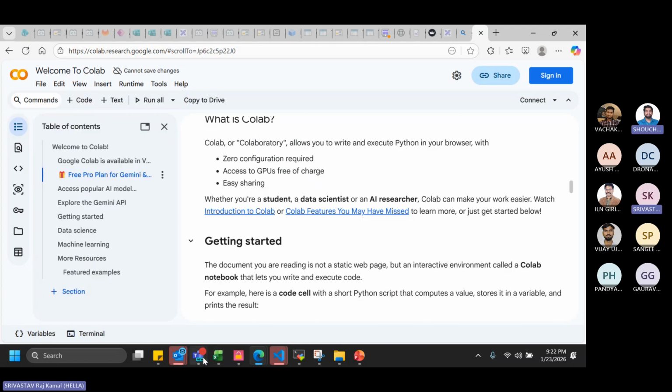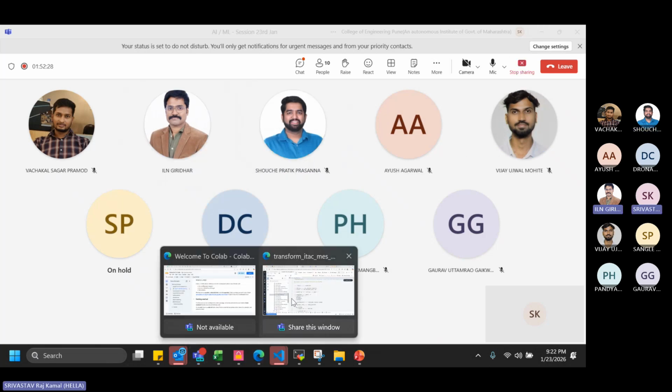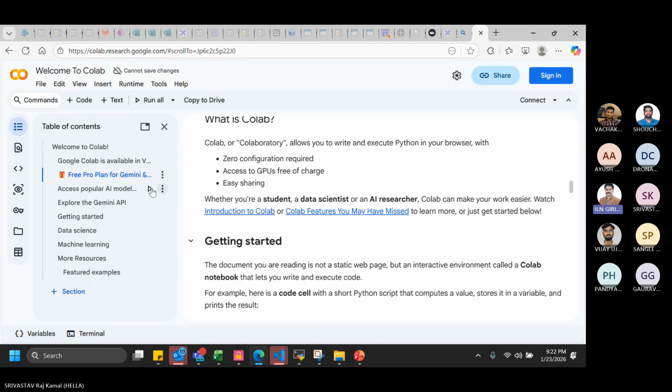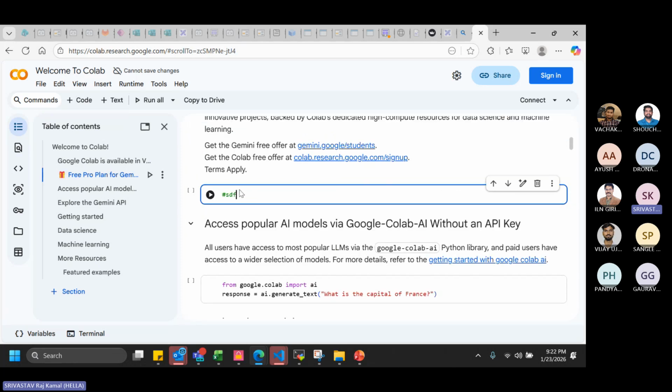So it means in Google Colab itself, we can write in Python language, correct? Yes. Every time you click a code, a new cell will open. You write something here, and you either press Control Enter, Alt Enter, or you run.